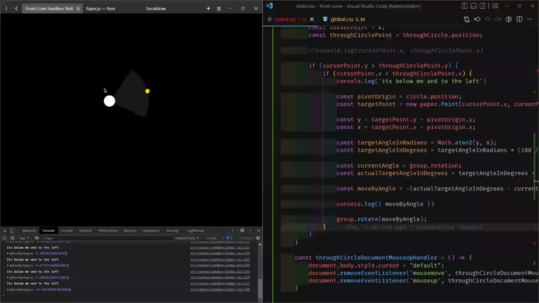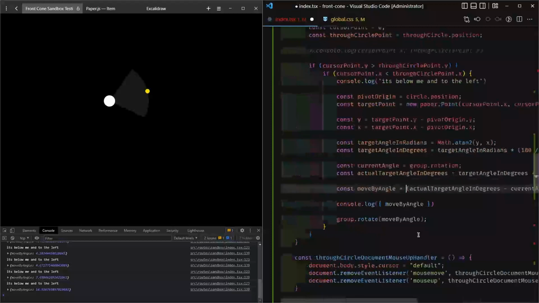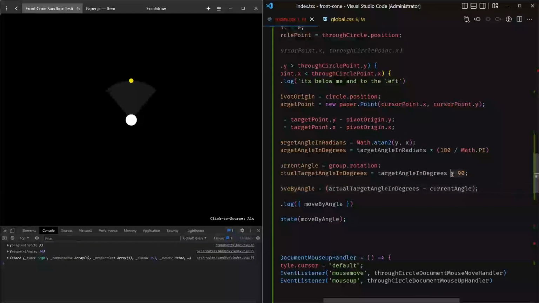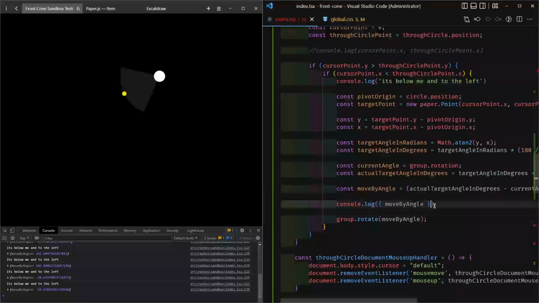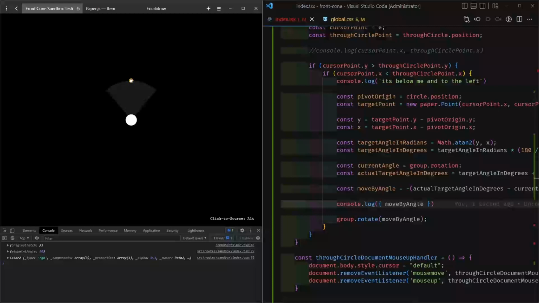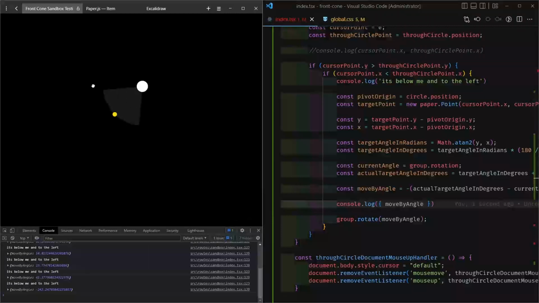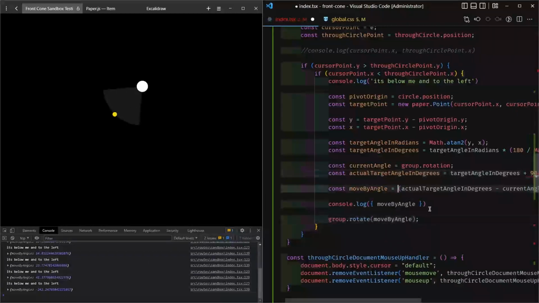And it's going the wrong way. This was actually fine. It was just the plus 90 instead of minus 90. Now it gets to be a little weird. If we go the other way, close, it's close.